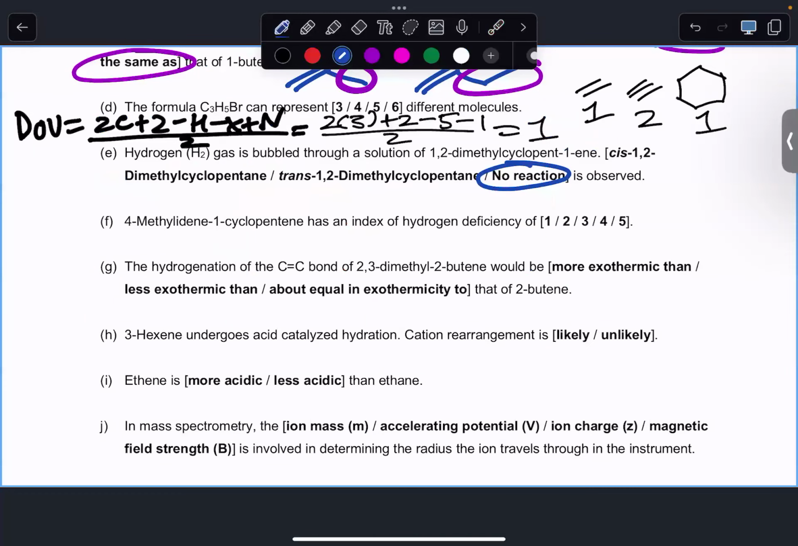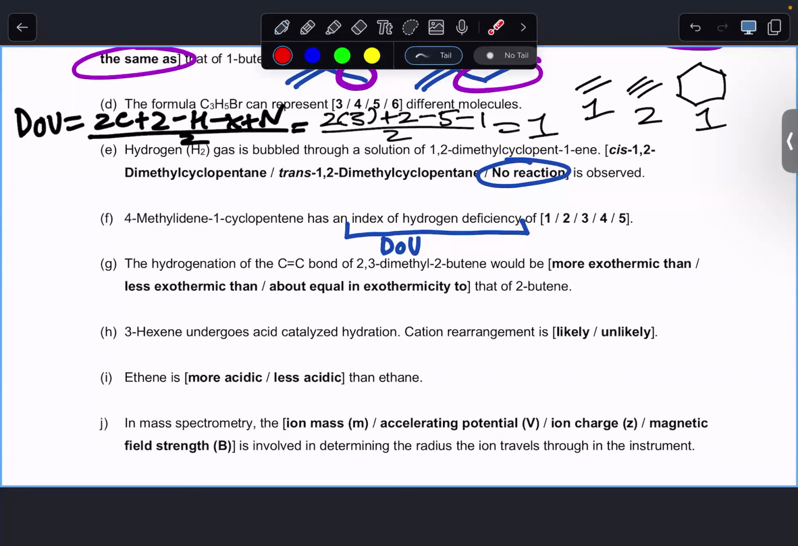So does anyone know what index of hydrogen deficiency is? Yeah, so that's just another way of saying degree of unsaturation, DOU, right there. Yeah, that was my first time seeing that word too. When I saw this practice exam, I didn't know what this was. I had to look it up. But that's just another way of saying DOU. I don't think it was in the textbook either.